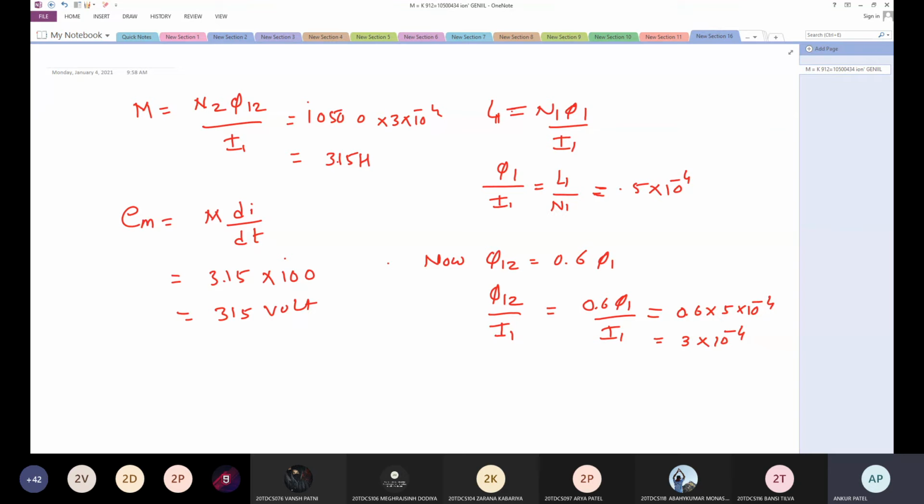Now I'm giving one more example. Anyone having doubt in this example? No, sir. You need to remember these terms and their relations. Okay. Now we'll go for this coefficient of coupling example.